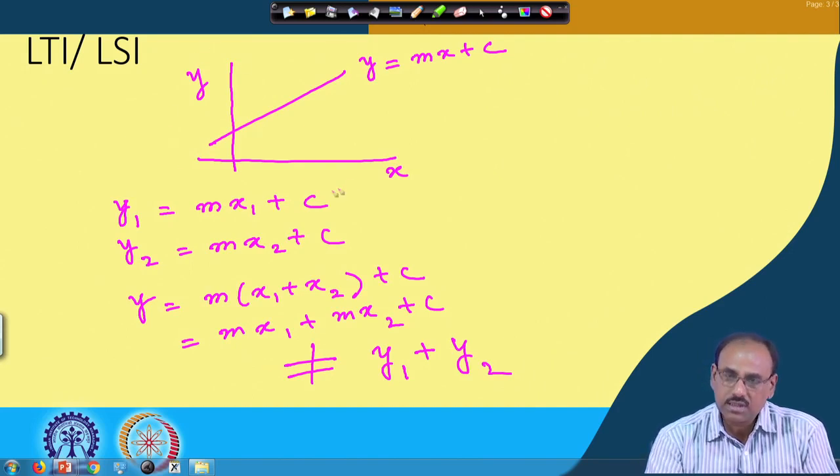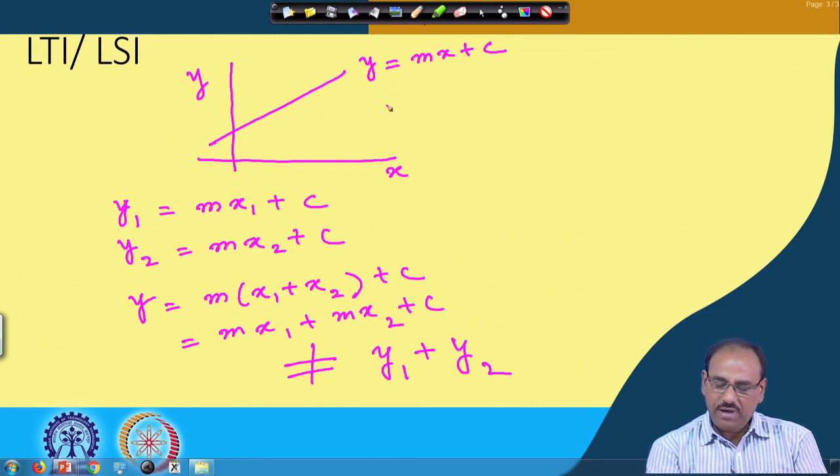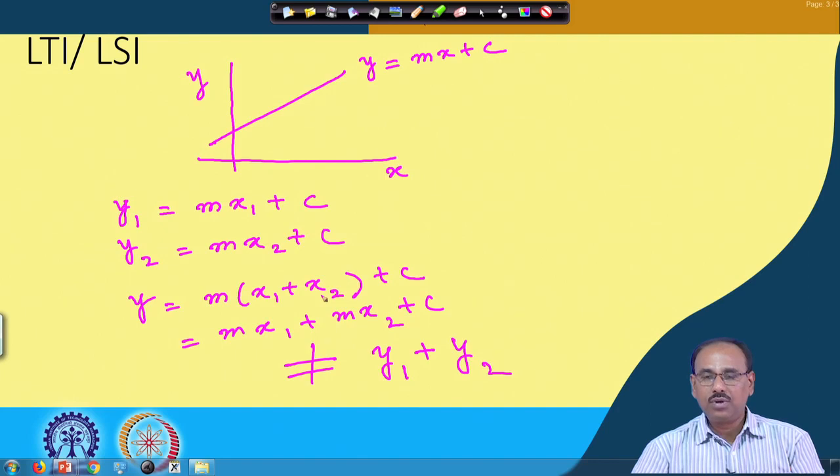So, though a system having this type of transfer function appears to be a linear system, actually it is not a linear system, because when I feed x1 plus x2 as input to the system, my output is not the sum of the responses when you feed x1 and x2 separately. Okay? So, this is not a linear system.